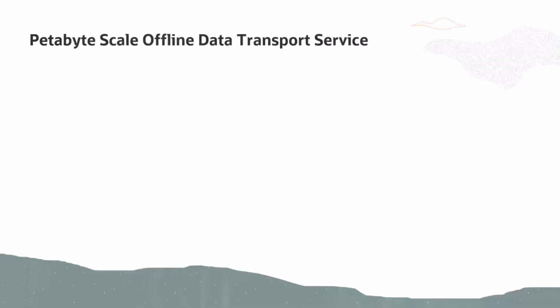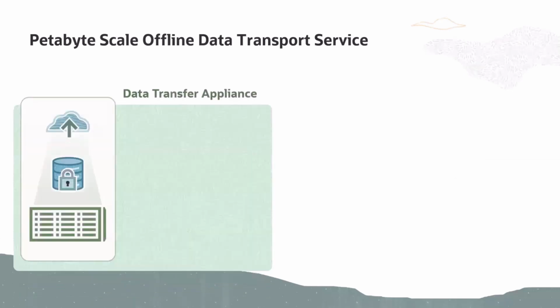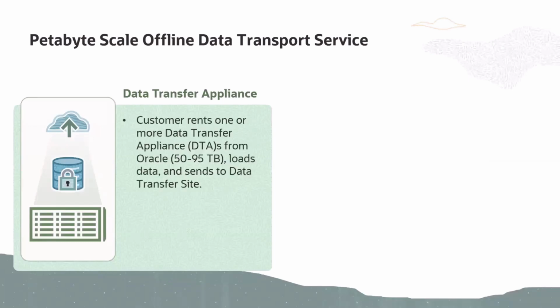Let's now look at data transfer appliance and data transfer disk. The data transfer appliance service uses a high capacity storage appliance that you loan from Oracle for a short duration of time. And why do you do that? Basically to facilitate data migration to the cloud. The transfer appliance is especially useful when you need to migrate a large amount of data. So please note that here you can transfer between 50 terabytes and 95 terabytes per appliance.